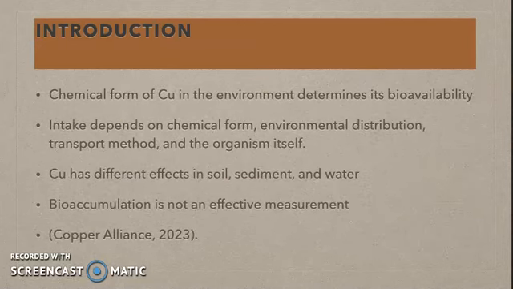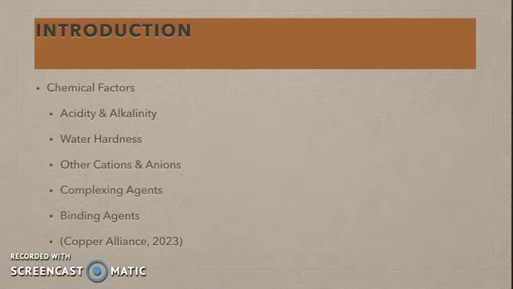The chemical form of copper in the environment determines its bioavailability. An organism's uptake depends on the chemical form, environmental distribution, transportation method, and the organism itself. Because copper is an essential mineral and organisms have a natural ability to process and excrete copper, bioaccumulation is not an effective measurement of copper in the environment. Some factors that determine the bioavailability of copper include acidity and alkalinity, water hardness, cations and anions, complexing agents, and binding agents.